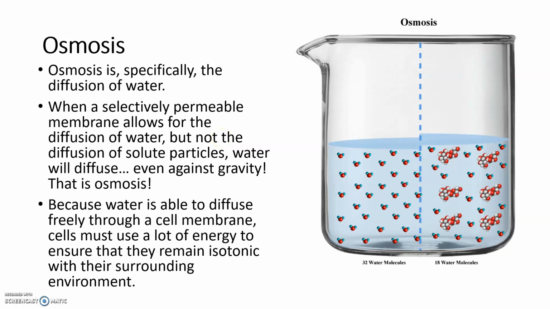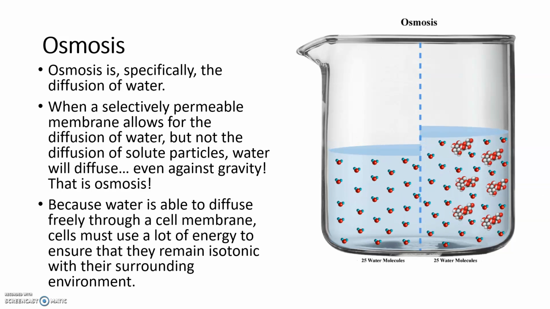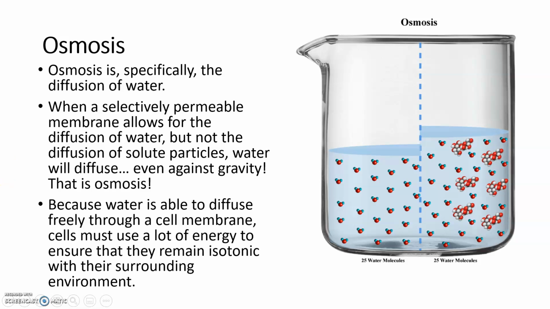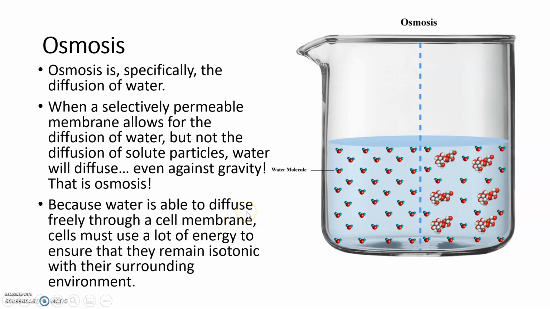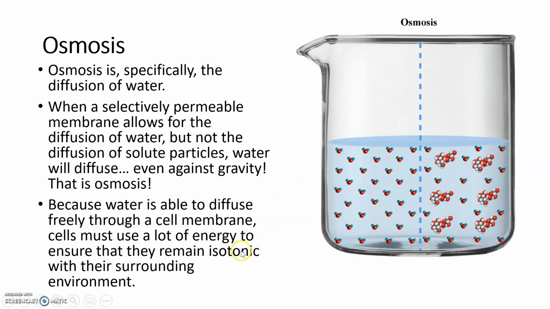So if you think about our cells, water is able to diffuse through the membrane, through those aquaporins we talked about. This happens freely. Water could go into the cell, water could come out of the cell at will. We can't stop water from going in or out. For that reason, cells have to make sure that they are isotonic to their surroundings. They have an equal concentration to their surroundings. Otherwise, you're going to get some pretty drastic and probably deadly results.